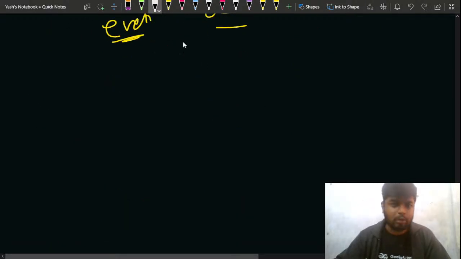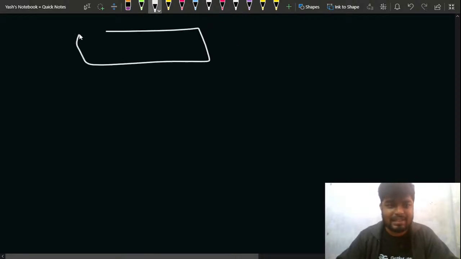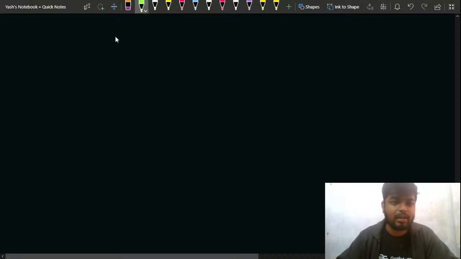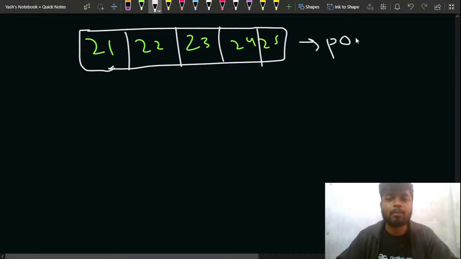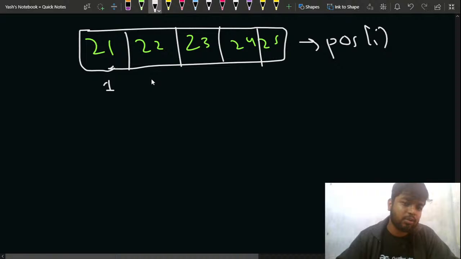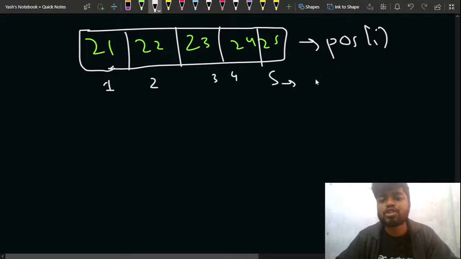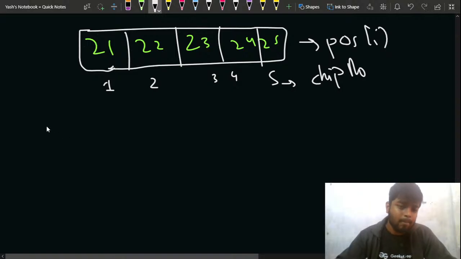So let me write down now in the end. What I'm saying is, let's say I had an array. Let's say it was 21 22 23 24 and 25, right? If it was this, so what I'm saying is this and this. Notice that all are position of I, right? This is index 1, index 2, index 3, index 4, index 5. This is the chip number, right? Now I'm saying that you run a loop. I start from 0 and I is less than n.